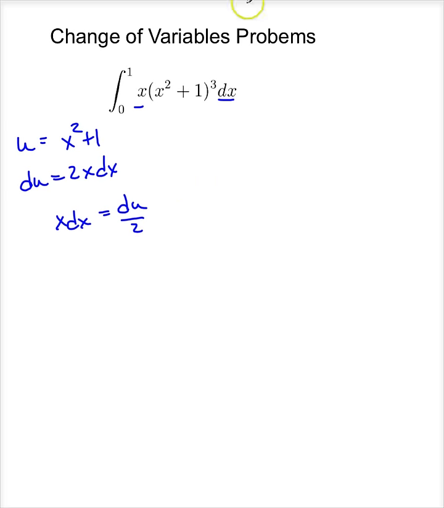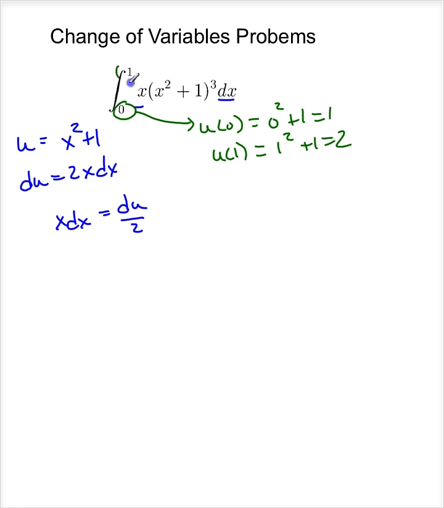Now I need to come in and change my variables. U, evaluated at 0, is 0 squared plus 1, or 1. U, evaluated at 1, is equal to 1 squared plus 1, or 2. So we're going to wind up plugging these in as our upper and lower limits in a minute. Now, let's substitute all of this in.